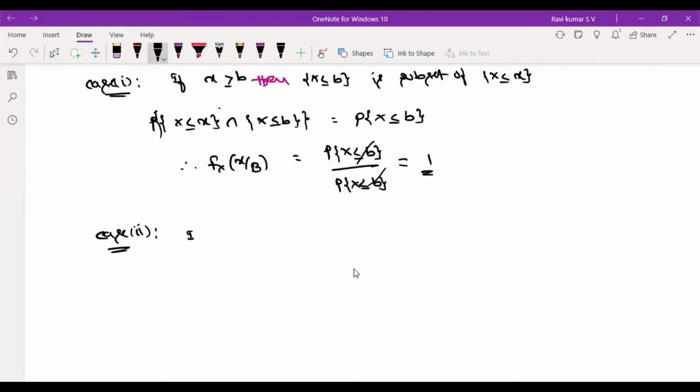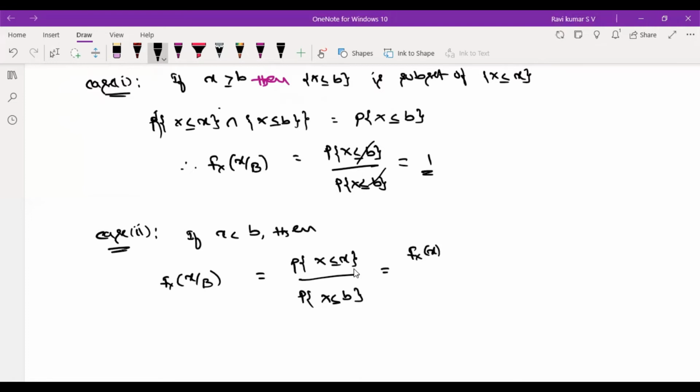So now I am taking, if x is less than b, so what happens, F_X(x | B) is equal to, the condition is x less than or equal to x. This is the resultant of the intersection, and probability of X less than or equal to b. So you can simply write this as F_X(x) divided by F_X(b). Okay, so this is case 2.